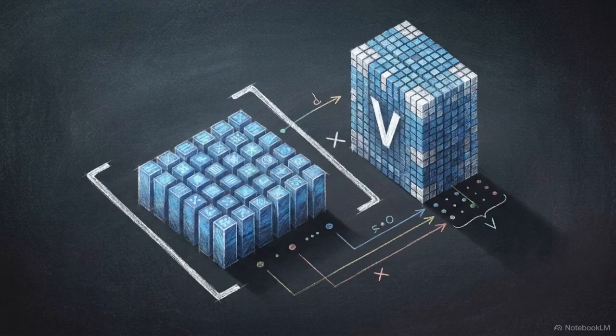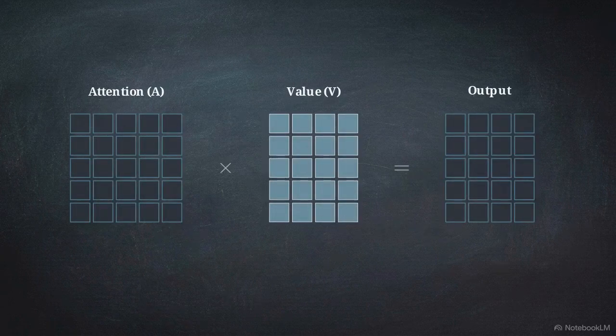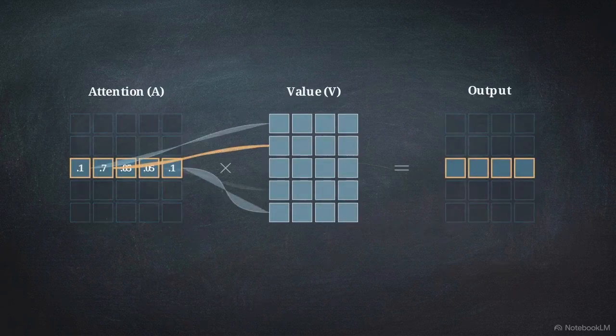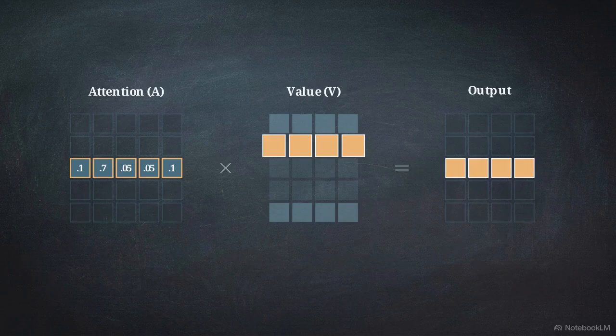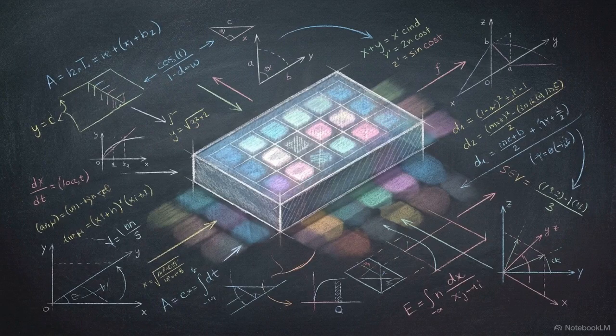The final operation in the equation multiplies this n by n probability matrix against the n by dk value matrix V. The attention weight matrix multiplies against the value matrix. A single row of the output is computed as a weighted sum of all vectors in V, pulling numerical payloads only from highly aligned tokens. This final mathematical output yields a context-aware blend of the entire sequence, achieved simultaneously in one operation.